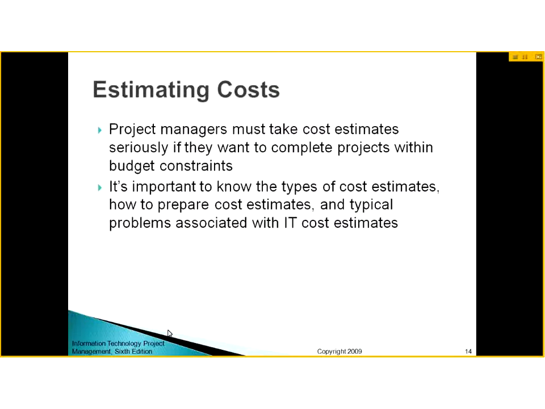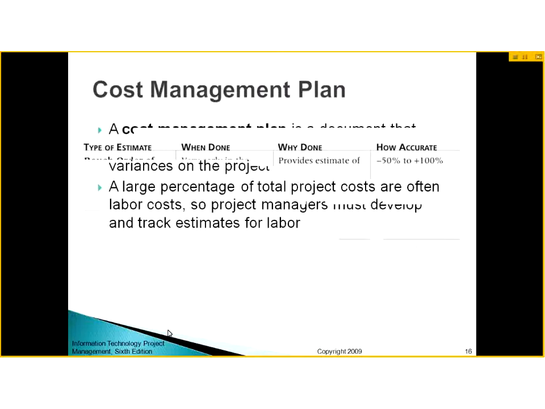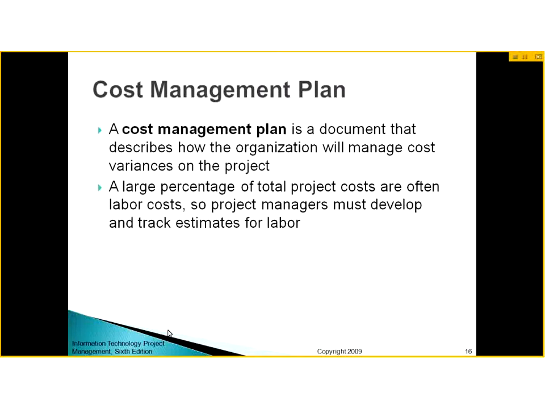The project manager must take cost estimates seriously if you want to complete the project within budget, so they should know the types of cost estimates and the problems associated with them. The types of estimates can be rough order of magnitude, budgetary, or definitive. Rough order of magnitude is the initial estimate, done early in the project life cycle, and it is less accurate. A cost management plan is a document.